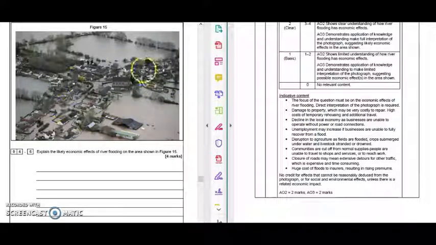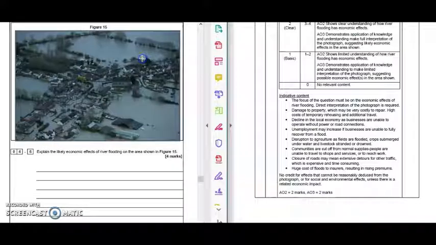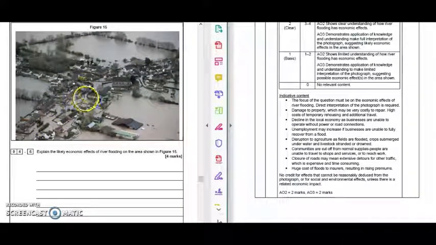Another obvious point will be saying that a load of these businesses will be closed because obviously they're underwater, and then link that to a lack of revenue and profit. It looks like, particularly in the background here, you've got some fields as well, so you can link that into farming. Crops will be destroyed. Any livestock, any cattle that are in these fields also might have died and drowned. You could also say that obviously there would have been a few roads. You can actually see a few of them on the photograph. So access to certain places is going to be extremely difficult now.